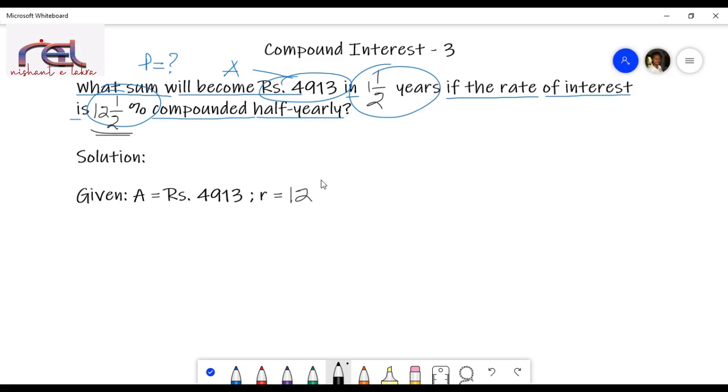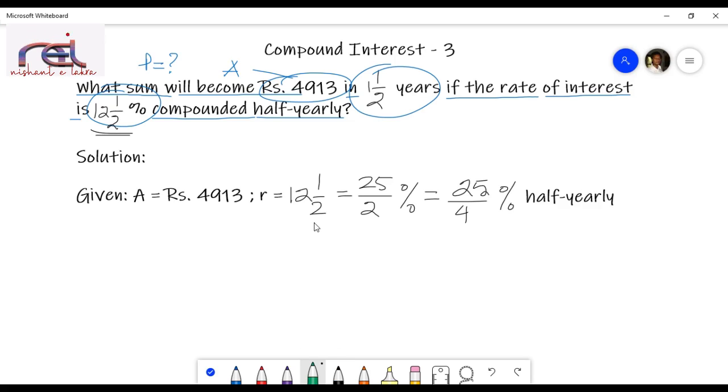Rate is 12.5%. Right, when we simplify it, it becomes 25 by 2%. Now this 25 by 2%, like I said, is compounded half yearly. So what do we have to do with the rate? Right, we have to divide the rate by 2. So 25 by 2 becomes 25 by 4% half yearly.